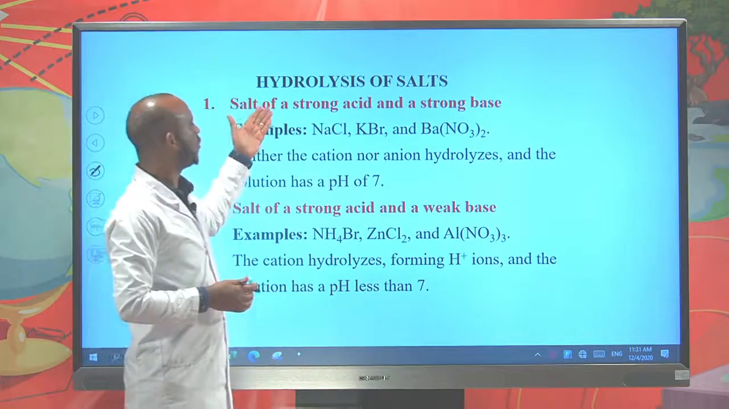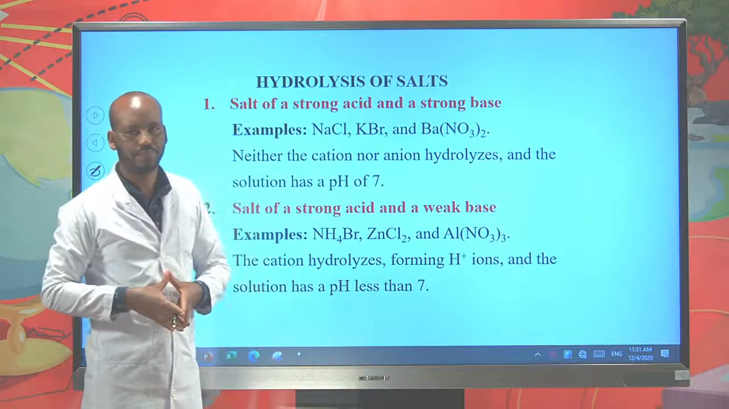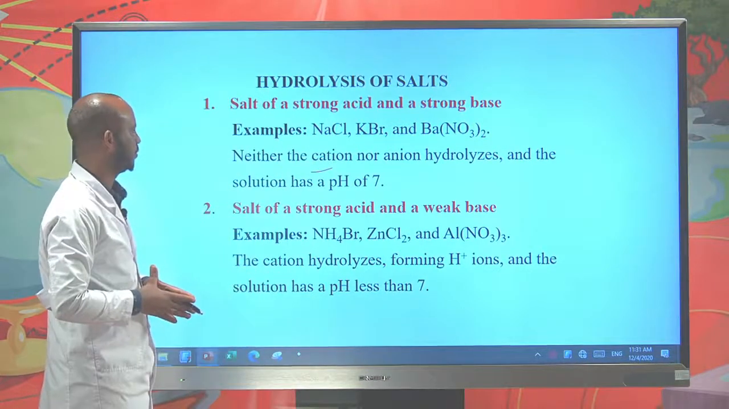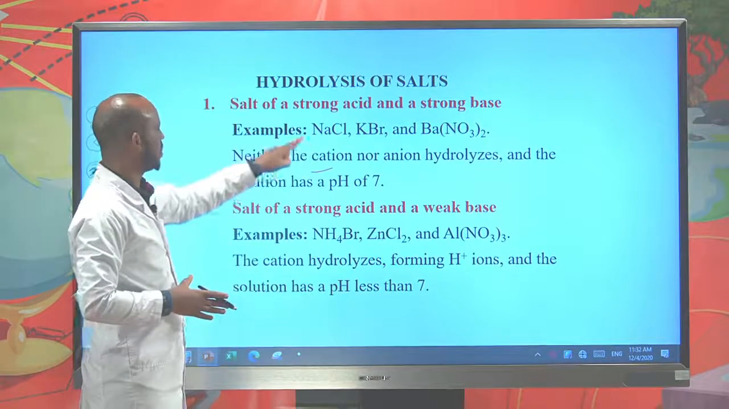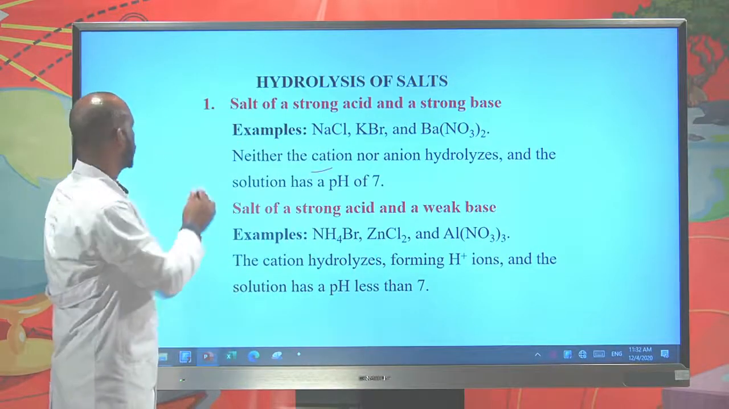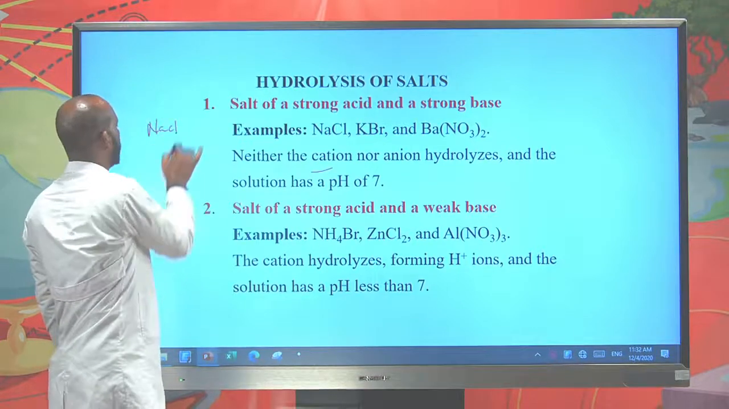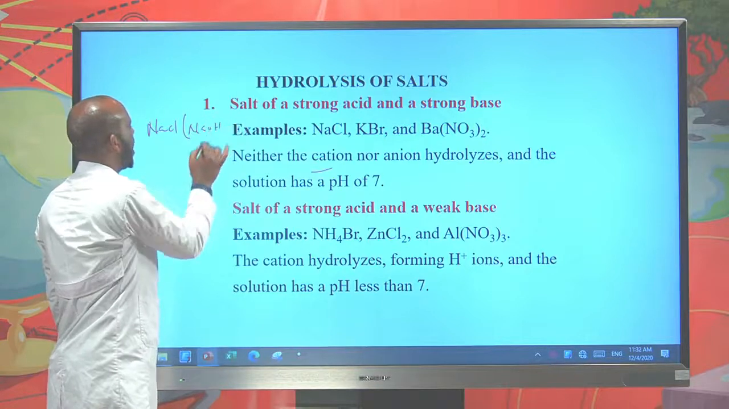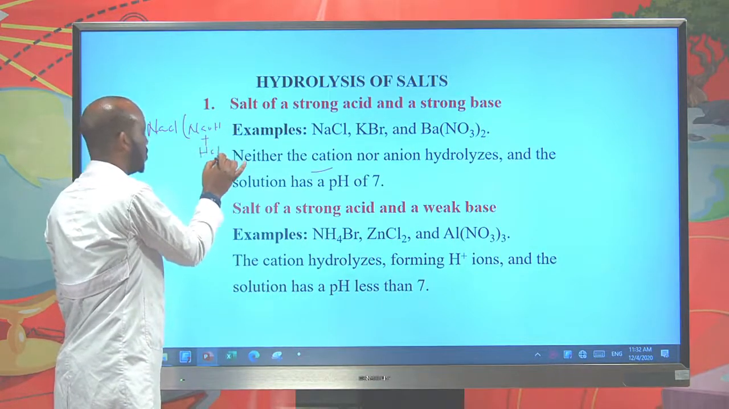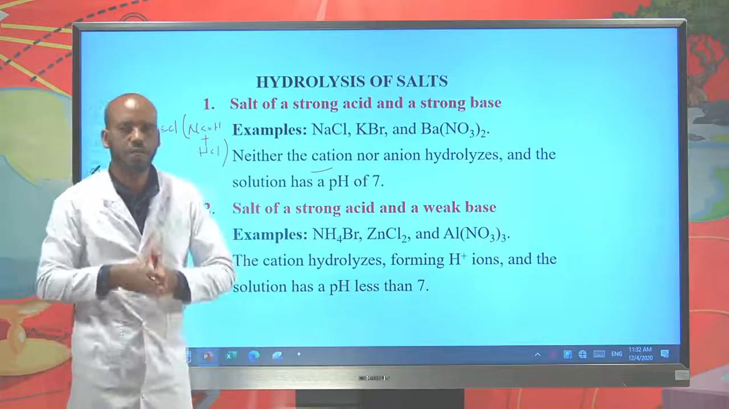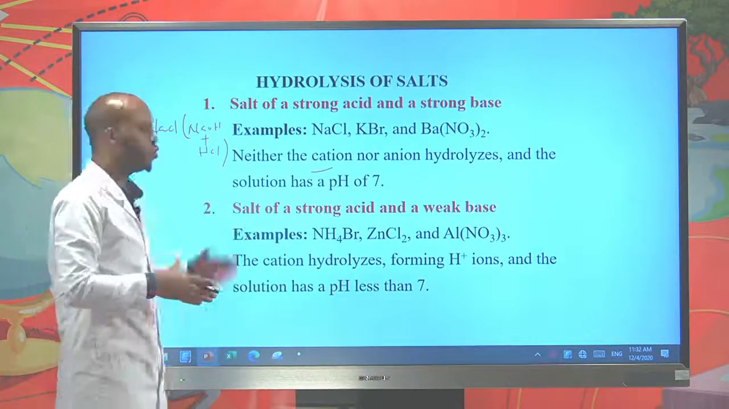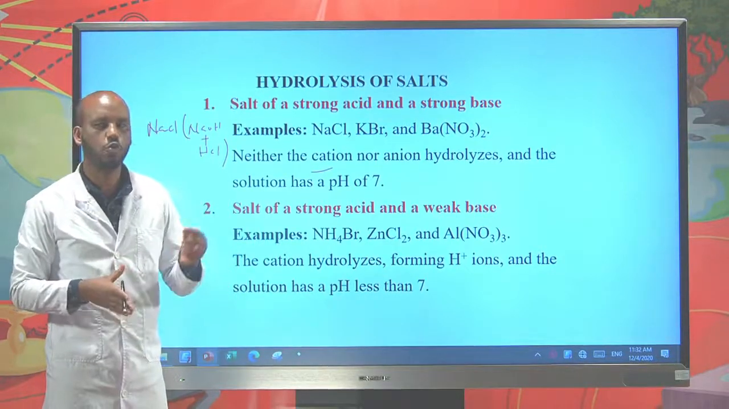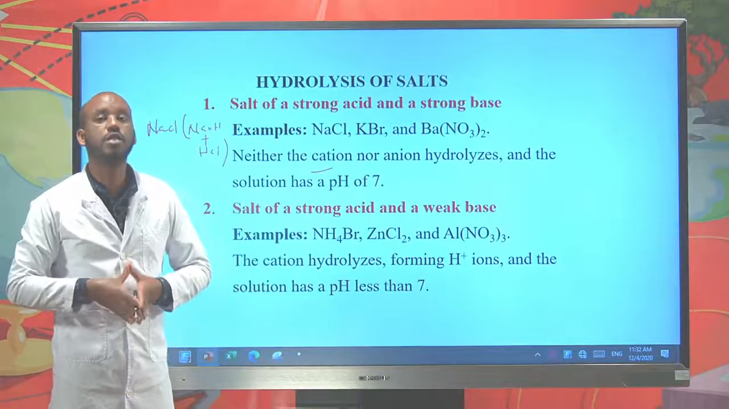1. Salts of a strong acid and a strong base. Example, sodium chloride. This is a salt derived from the strong base sodium hydroxide and the strong acid hydrochloric acid. Now, what happens to the pH of this solution if sodium chloride is dissolved in water? Does the solution become acidic, basic, or neutral?